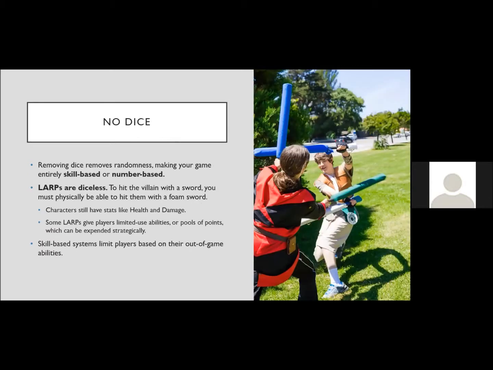Some other examples of systems with no dice at all are live-action role-playing games. Live-action role-playing games turn everything into either an entirely skill-based system or an entirely number-based system. For example, in a LARP, if you want to hit the enemy with a sword, you have to physically be able to hit them with a foam sword. It doesn't matter what your stats are or how much damage that sword hit does. You, the player, have to be at least a little okay at sword fighting in order to make that work.